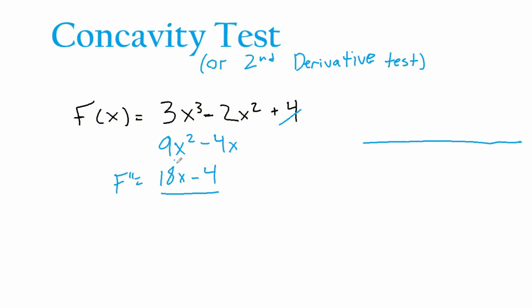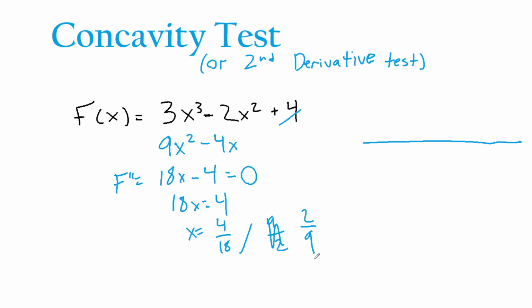The critical numbers are wherever a function equals 0 or wherever it is undefined. So to find the critical numbers for 18x minus 4, or for f double prime, we're just going to have to set this equal to 0, because we know it's not undefined anywhere, it's just a polynomial. So 18x minus 4 equals 0, and then we have 18x equals 4, and then x equals 4 over 18, or, that's not right, 2 over 9. So this is our only critical number. Now we're going to use this critical number and put it on our sign chart. So we have 2 over 9.